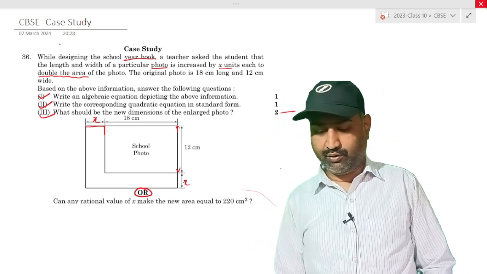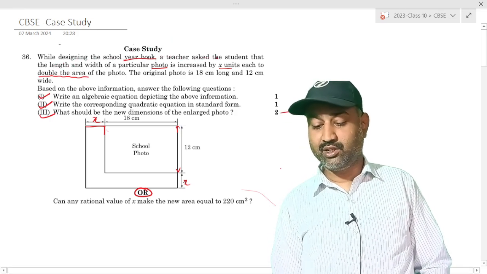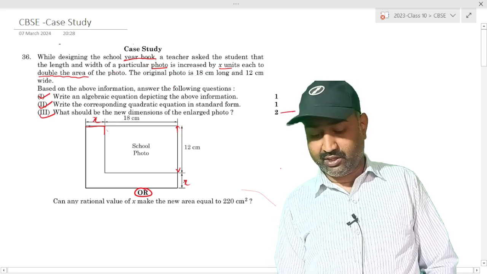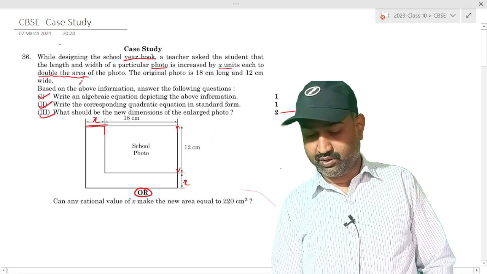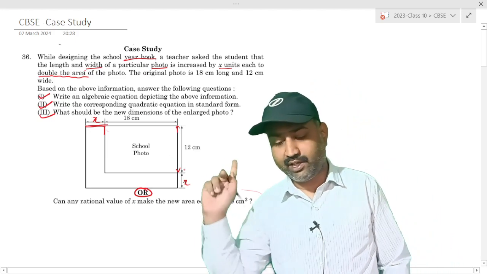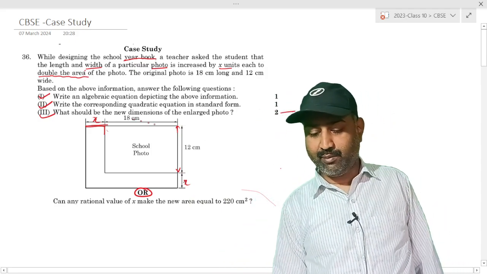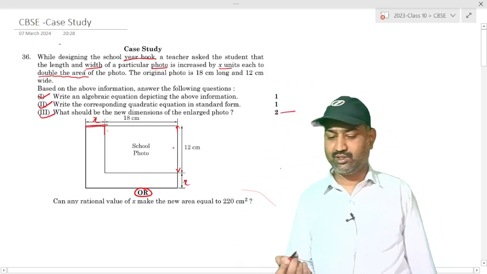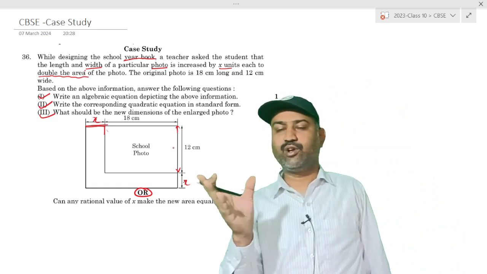The first question appears: while designing the school yearbook, a teacher asked a student that the length and width of a particular photo is increased by x units. Both are increased by x units. The original dimensions are 18 centimeter length and 12 centimeter width.